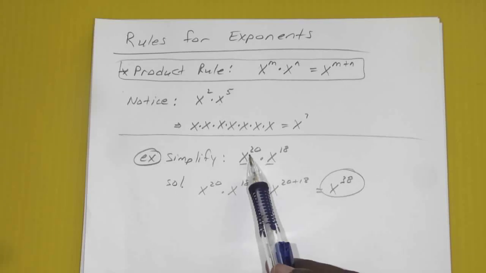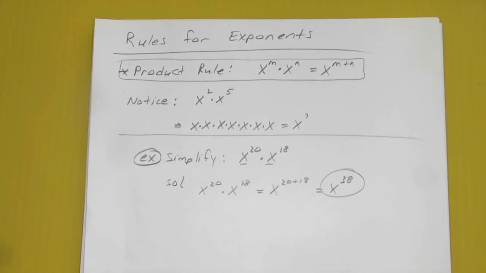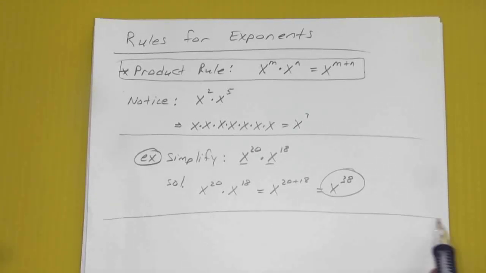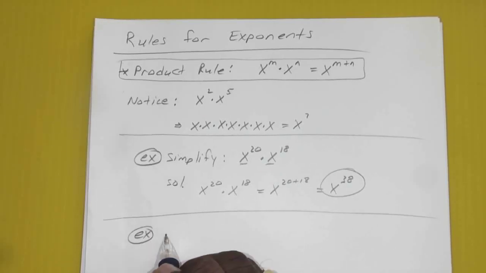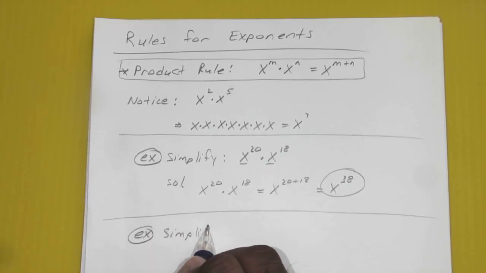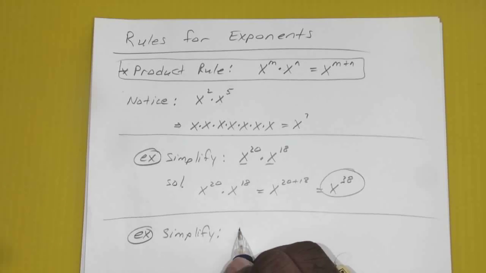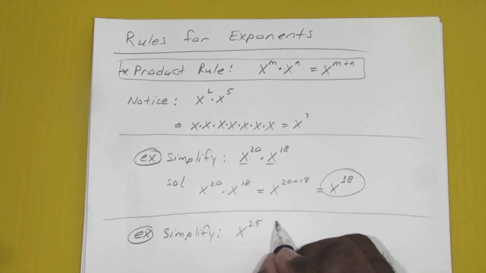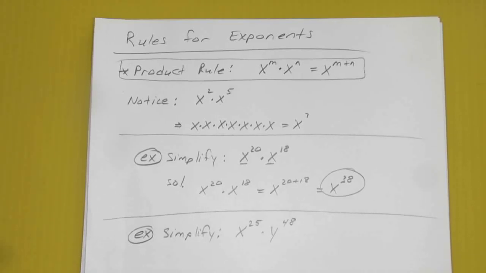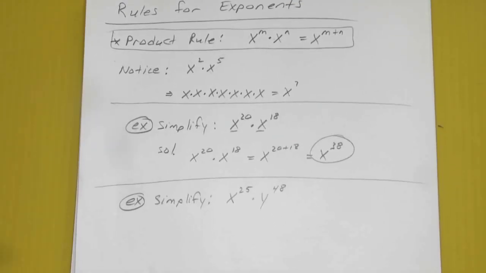So it doesn't matter how big those are, you just add those exponents together as long as your bases are the same. Is there another rule for when the bases aren't the same? Yep, it just stays like that. Okay. Yep, so if you had, say, simplify x to the 25th power times y to the 48th power. The bases are different, so it just stays like that.